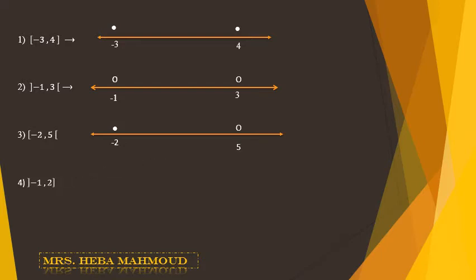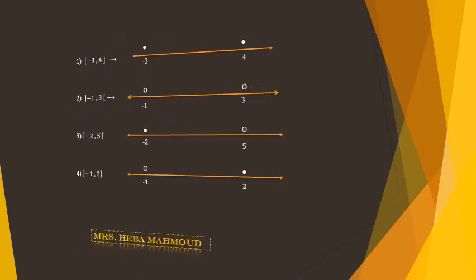Example number 4, -1 open and 2 closed. We draw the number line, and -1 will be an open circle and 2 will be a closed circle. So the interval will be the numbers between -1 and up to 2.